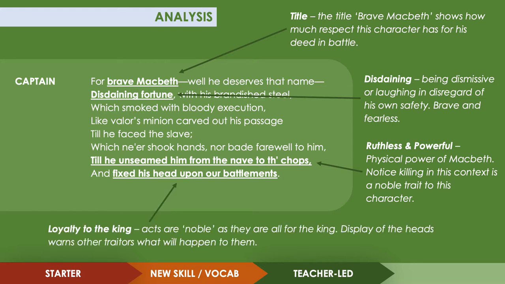Okay guys, and lastly we have the line, "and fixed his head upon the battlements." So here Macbeth has actually fixed Macdonald's head to the battlement, which is at the top of the castle wall. So this symbolises his power and warns everyone else what will happen to people if they rebel against the king. This shows Macbeth's loyalty to the king, as he has defeated the king's enemies and deterred others from waging wars against him.